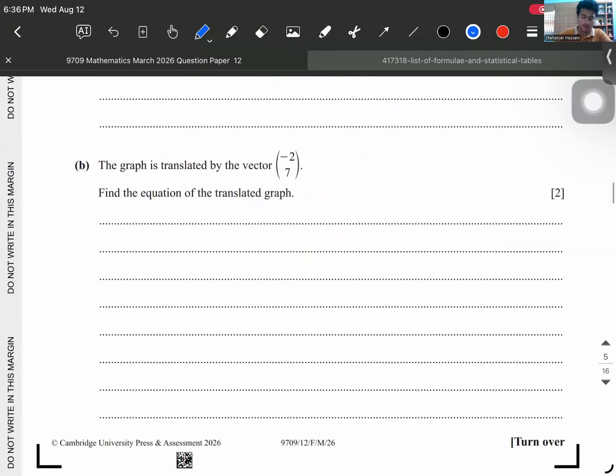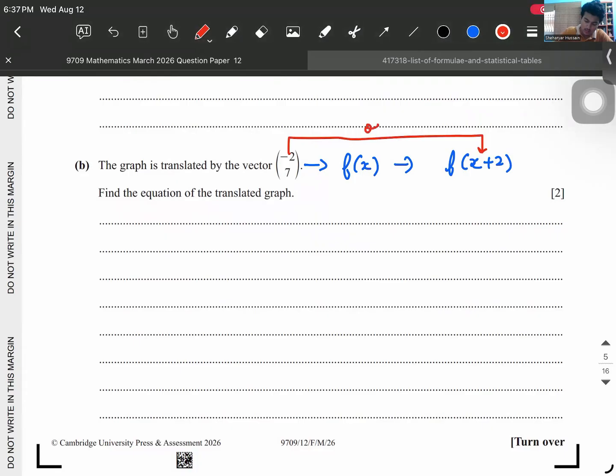Okay, so part B is the graph is translated by the vector (-2, 7). Find the equation of the translated graph. Basically, if I were to look at this from the perspective of an equation, if we had f of x, the translated version would then be f of x plus 2, right? Because in translation, the sign changes, opposite signs, and plus 7, because in plus 7, that sign does not change.